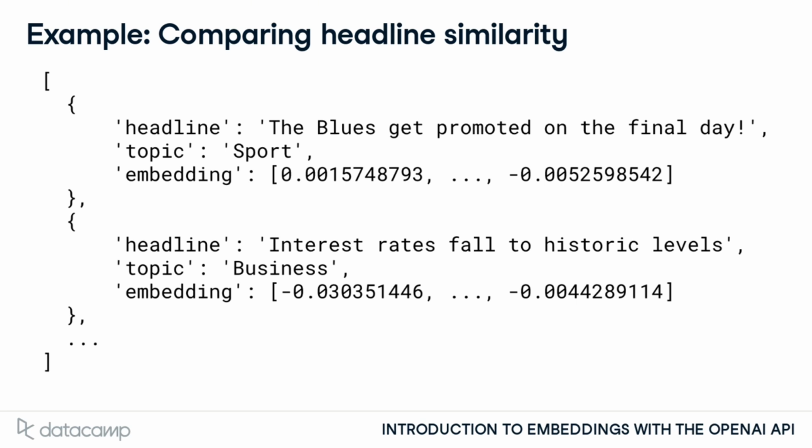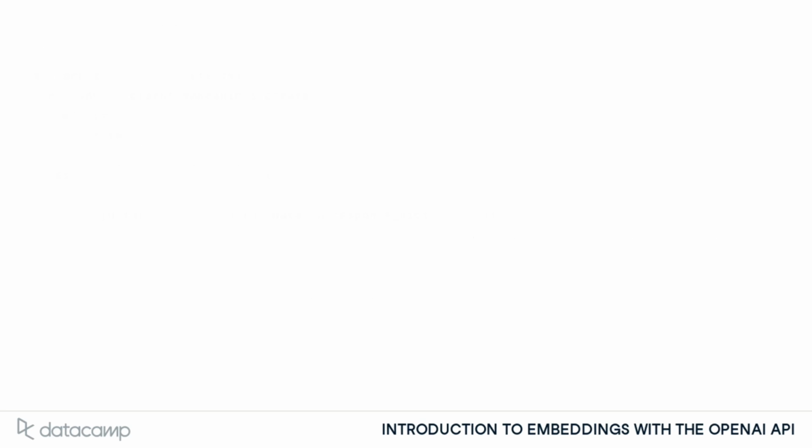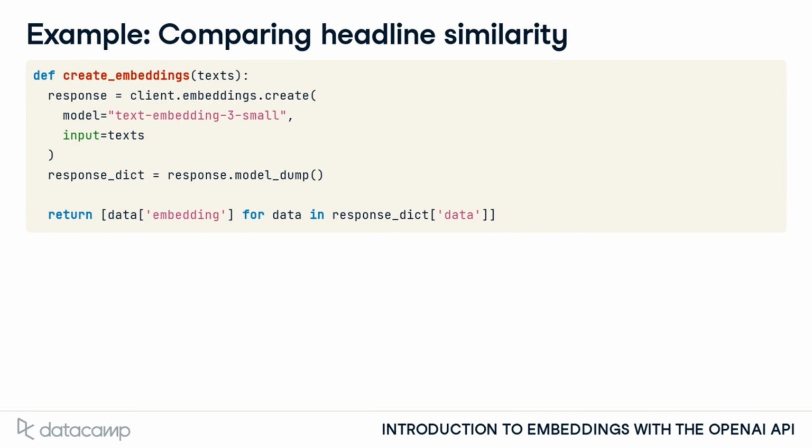The article headlines have already been embedded using OpenAI's embedding model and stored under each article's embedding key. We'll use these embeddings to compare how similar our headlines are to another piece of text and find the most similar one. To create embeddings in a more repeatable way, we'll define a custom function to send a request to the API and extract and return embeddings from the response.